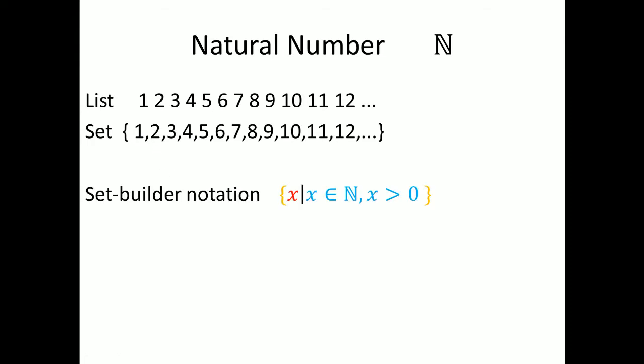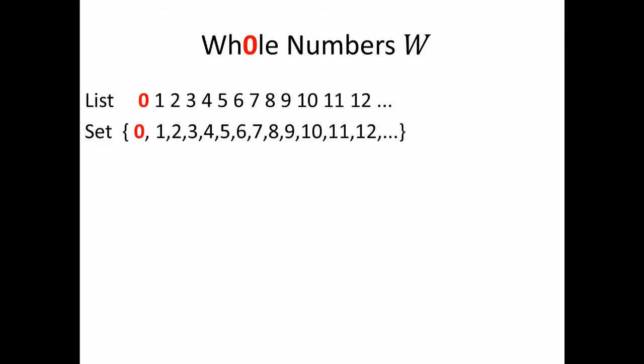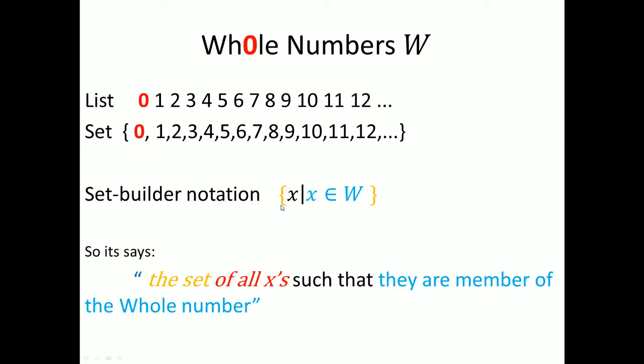So in set builder notation, you could say this. This is the set of all x such that x is a member of the natural numbers and is greater than 0. Once we have the natural numbers, we wanted to include 0. So, once they introduce 0, it becomes the whole numbers. You would see it using a W. So, this reads, the set of all x such that x is an element, or member, of the whole numbers. If you see this, it refers to 0, 1, 2, 3, 4, 5, 6, 7, 8, 9, 10, 11, 12, and so on and so on.